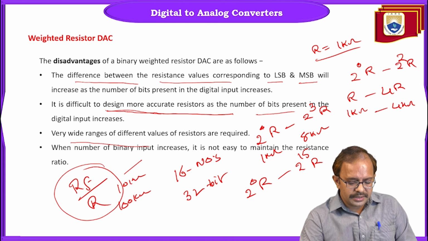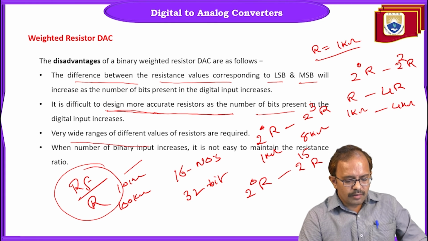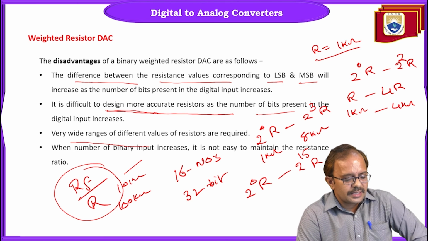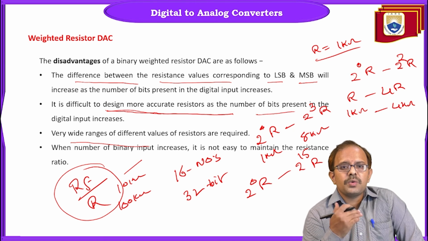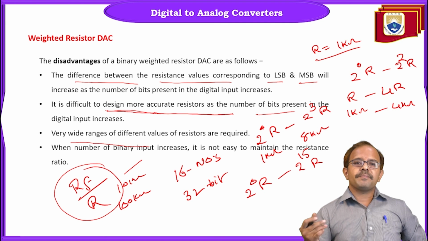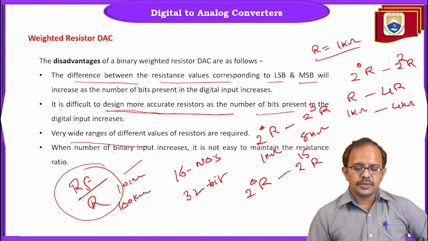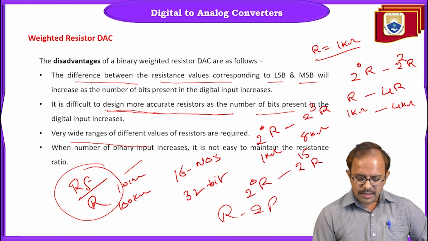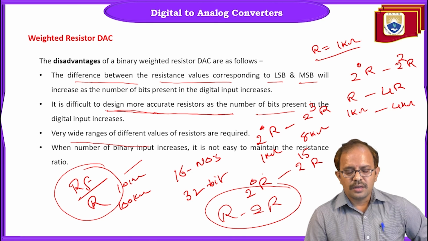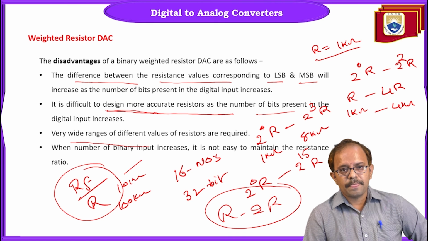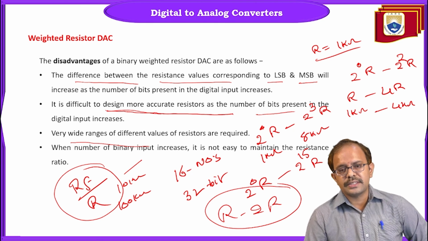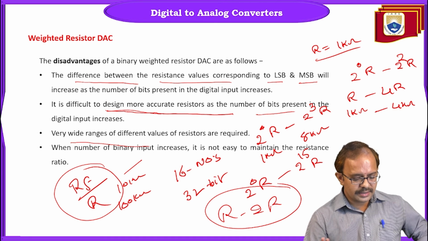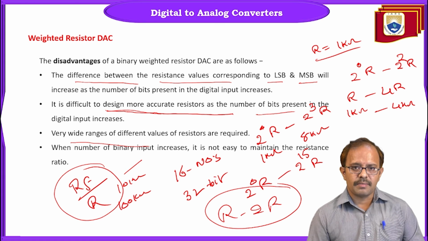So these are the major drawbacks of this weighted resistor DAC. Once again we look at these drawbacks, because we are going to overcome them in the upcoming lecture. That is going to be the R2R ladder network. So we are going to design an R2R ladder network or R2R ladder DAC, right? There we are going to design the DAC with the help of only 2 resistors. So let us quickly look at all these drawbacks.